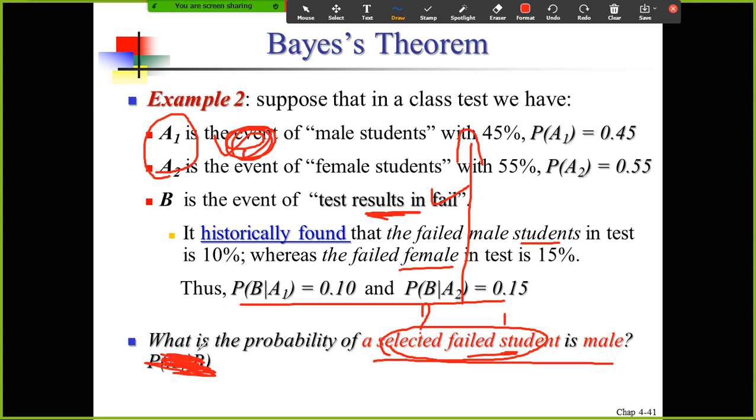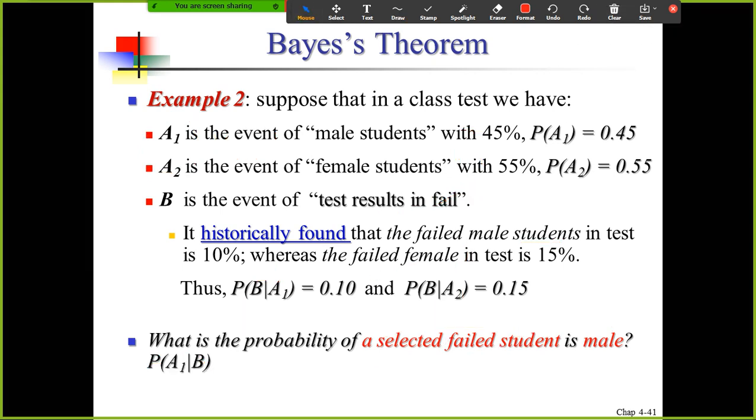So look at the question. What is the probability of a selected fail student? Fail is like B. Is male, if male, A. Why B given A? What does it mean? It means that B has influence on A. If B has influence on A, this is not conditional, because in a conditional one, the first has influence on the second. But here the second has influence on the first. That's why this should be posterior probability. Okay.